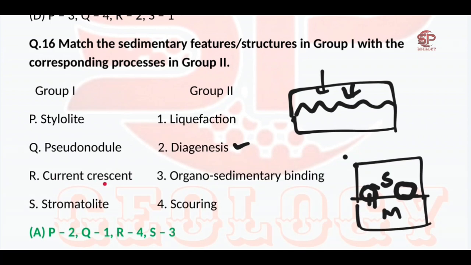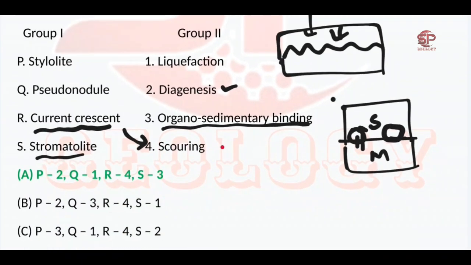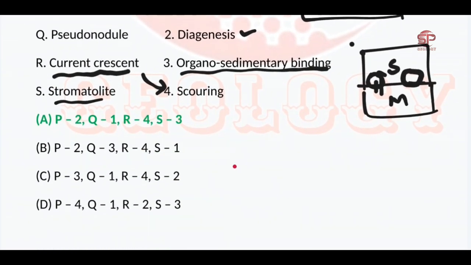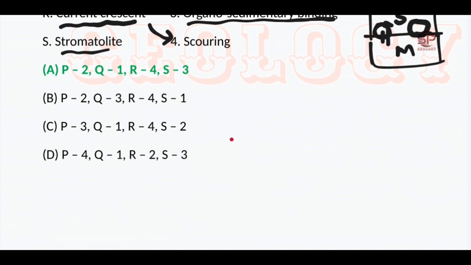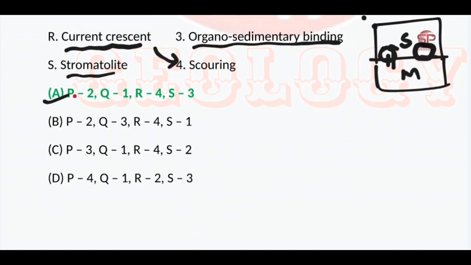Then current crescent and stromatolite are also given here. Stromatolite is for organo-sedimentary binding. That is also a structure given here, so that's why the fossil is not considered there. Then current crescent is produced by scouring action. Answer will be A.